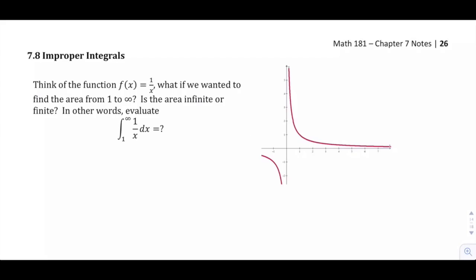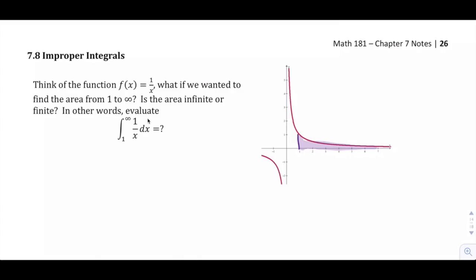Today, we will be discussing section 7.8, improper integrals. To start off, let's think of the function f of x equals 1 over x. What if we wanted to find the area from 1 to infinity? So graphically, what we're looking at is, what would this area be from 1 to infinity? Would that area be finite or would it be infinite?